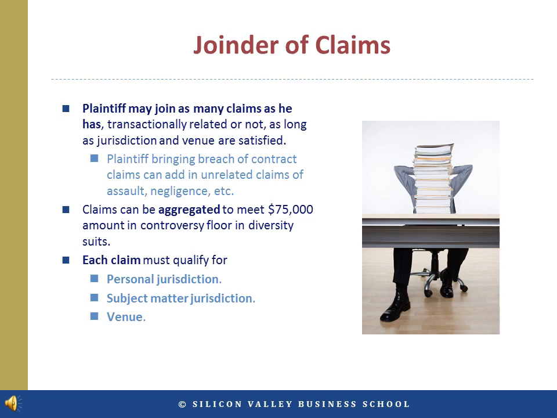Totally unrelated claims of assault or negligence, for example, can be added to a suit for breach of contract. In fact, unrelated claims are often aggregated to meet the $75,000 amount in controversy floor necessary to get into federal court on grounds of diversity of citizenship. However, when any new claim is added to a lawsuit, it must qualify for personal jurisdiction, subject matter jurisdiction, and venue. Joinder in the suit follows qualification by the court on a claim-by-claim basis.